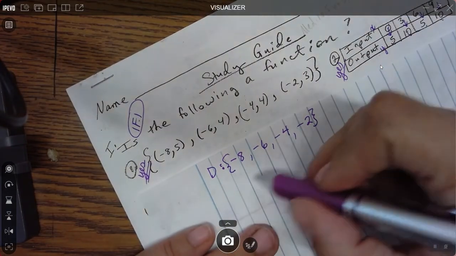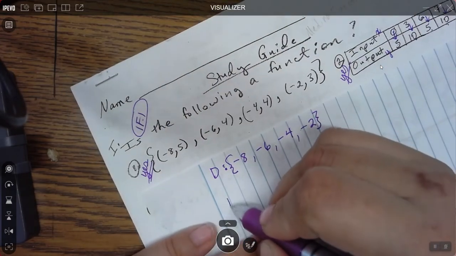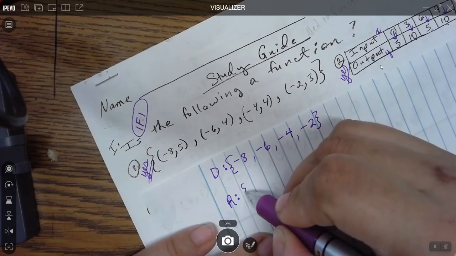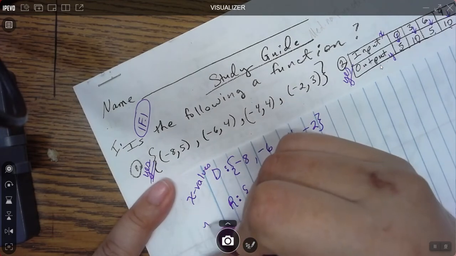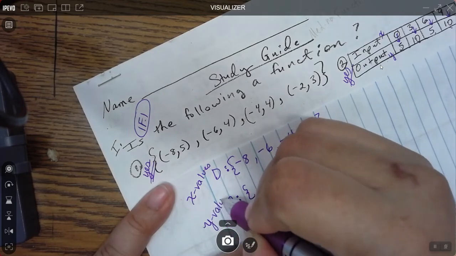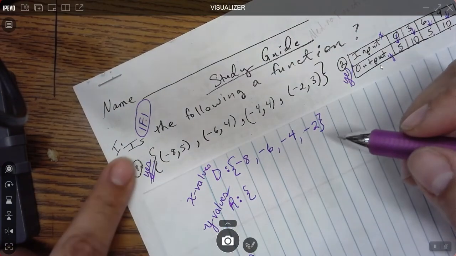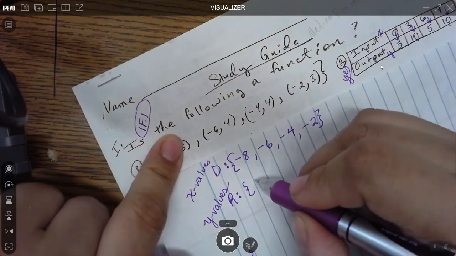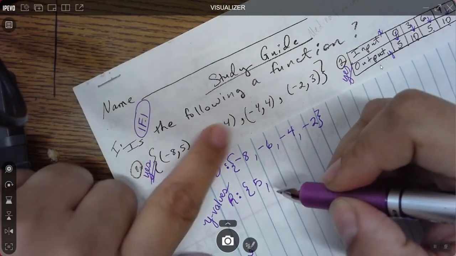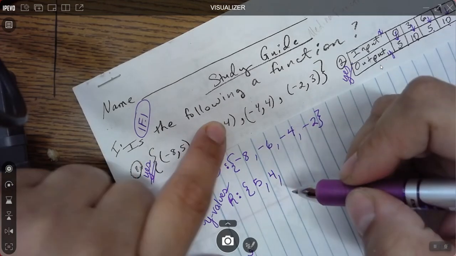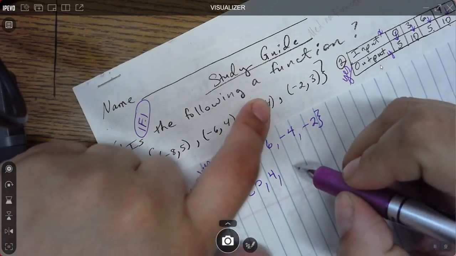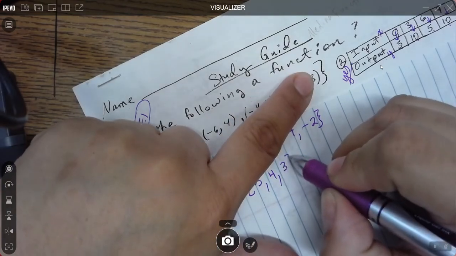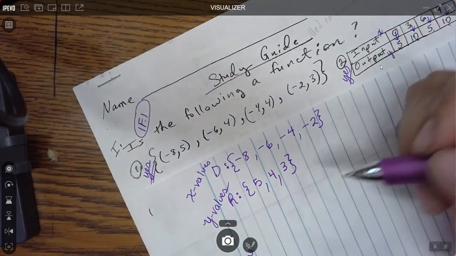All right, so those are all the elements in the domain. The range is going to be the Y values. So they are 5, 4. 4 appears again, but we don't write it twice. We only write it once, and then 3. So these are the elements of the range.